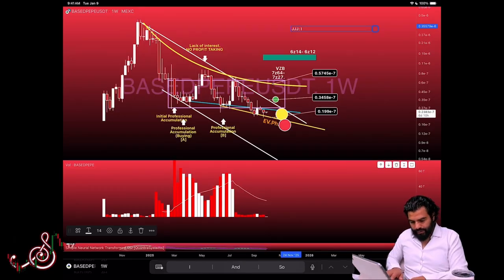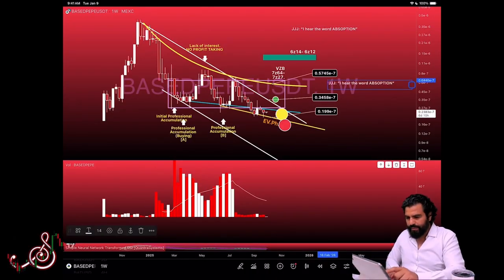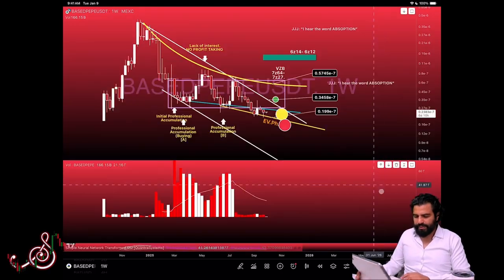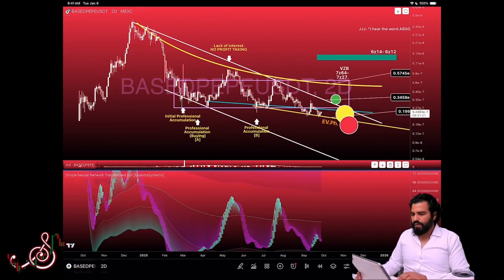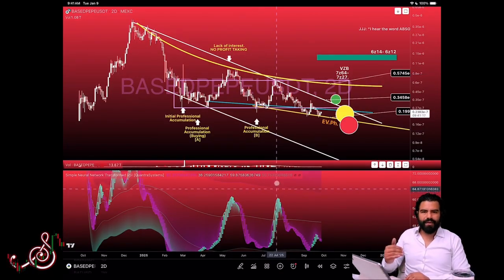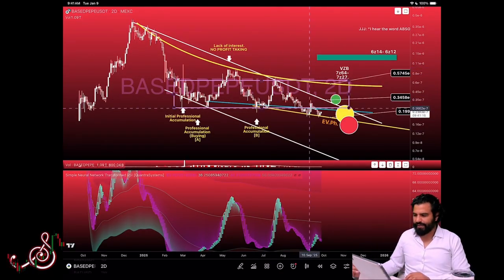I hear the word absorption. Okay, let me look at the RSI and then I'll put my comments on here. Okay, this RSI being equal to, with this being lower, this is pulling back. This should bring us a down move. We have a nice down move.